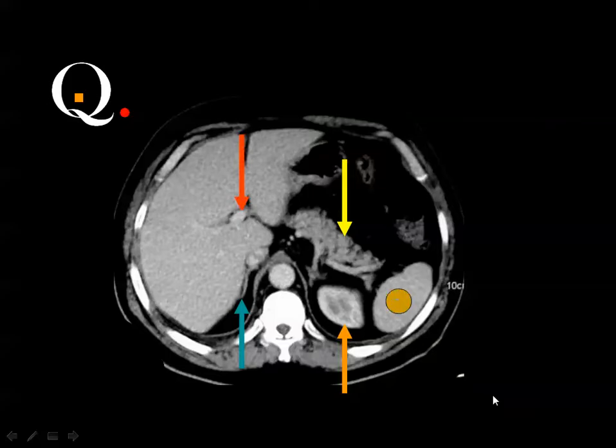Then this is the spleen, and this is the posterior segment of the right hepatic lobe. If you want to know the segment number, this is segment number 6, because this is the pancreatic tail, and here is segment number 3, number 4, number 5, and this is number 6. Then this is the lateral segment of the left lobe, or segment number 3.